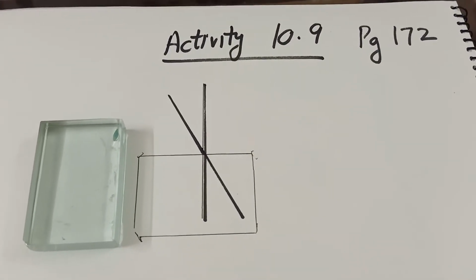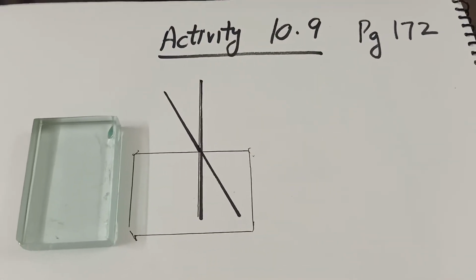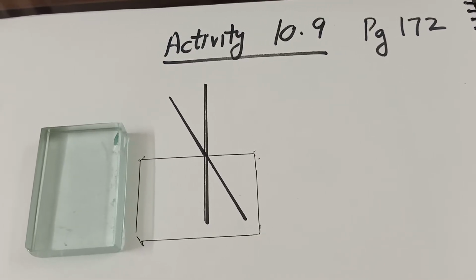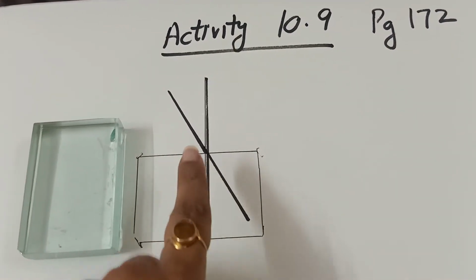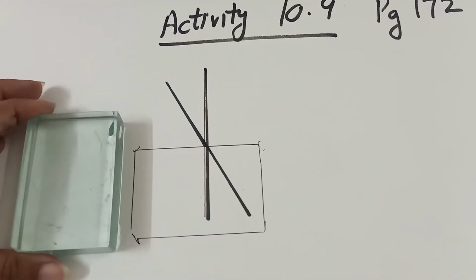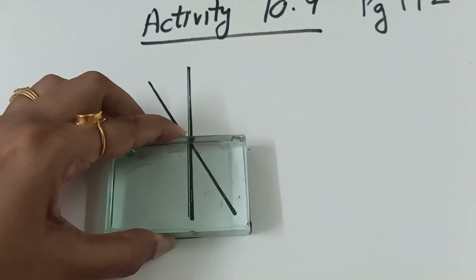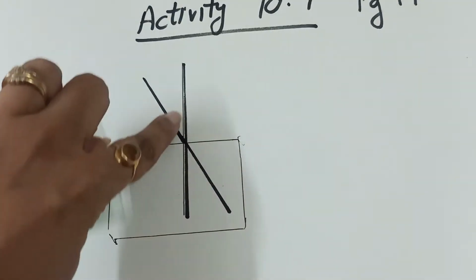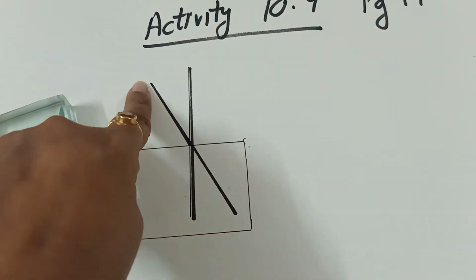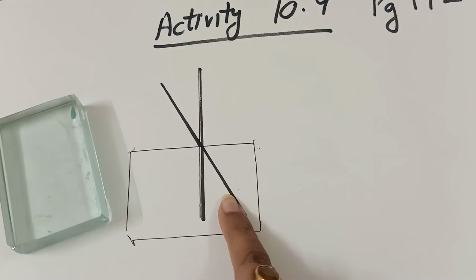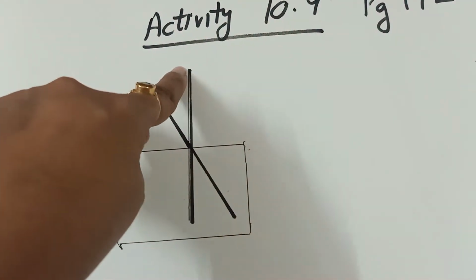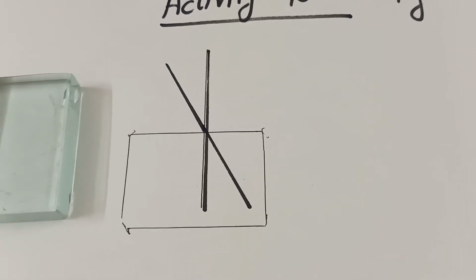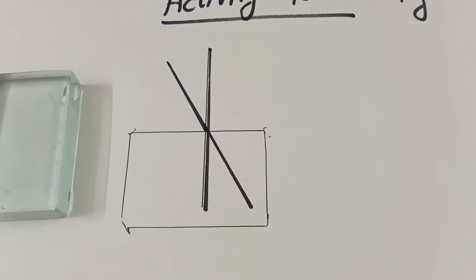Now let us perform the activity from page number 10.9. In this activity, draw a thick straight line in ink over a sheet of white paper. What I have done, first I will take this glass slab and mark the outside position of this glass slab, and afterwards I draw the thick line normal, and with some angle I draw one more thick line on this glass slab, right?